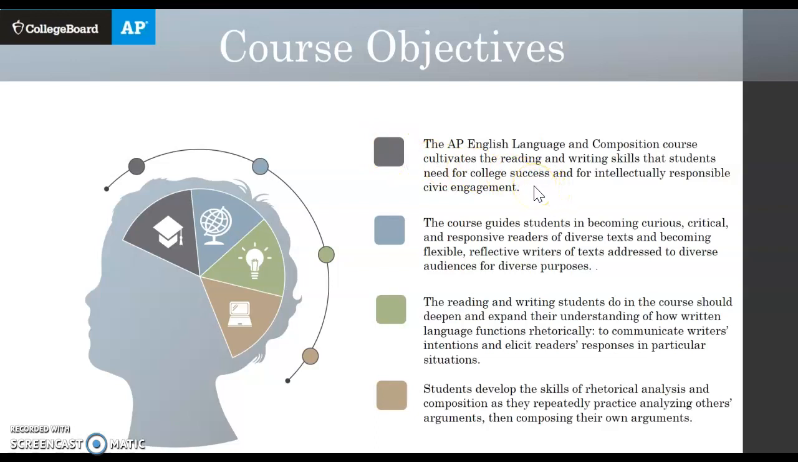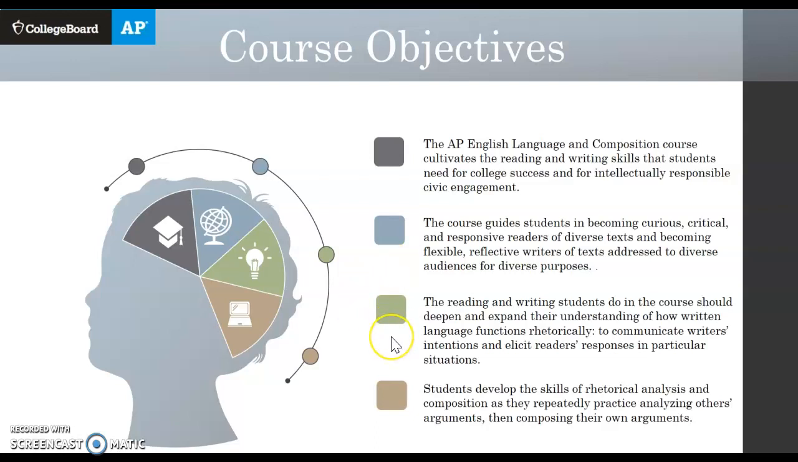The AP Language and Composition course cultivates the reading and writing skills that students need for college success and for intellectually responsible civic engagement. The course guides students in becoming curious, critical, and responsive readers of diverse texts and becoming flexible, reflective writers of texts addressed to diverse audiences for diverse purposes.